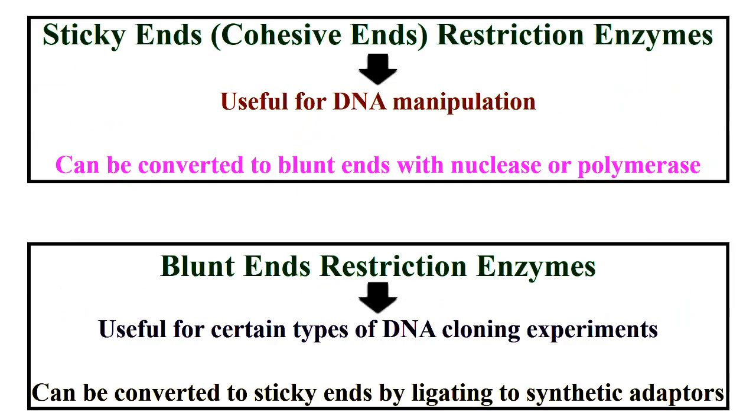Sticky ends restriction enzymes, also called cohesive ends, are useful for DNA manipulation, and can be converted to blunt ends with nuclease or polymerase, while blunt ends restriction enzymes are useful for certain types of DNA cloning experiments, and can be converted to sticky ends by ligating to synthetic adaptors.